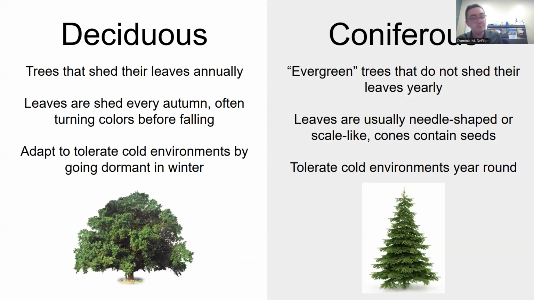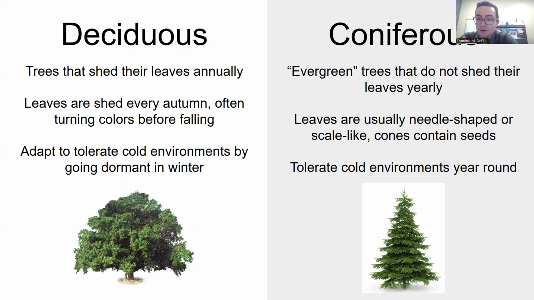There's two main different types of what we would consider to be trees: deciduous versus coniferous. So deciduous trees, those are the trees that shed their leaves annually. The leaves are shed every autumn. They often turn colors before falling, and they adapt to tolerate cold environments by going dormant in the winter.